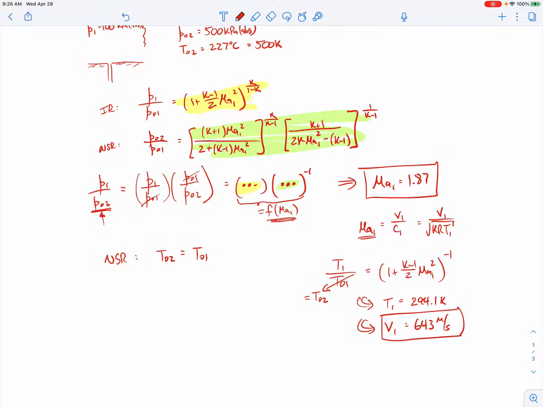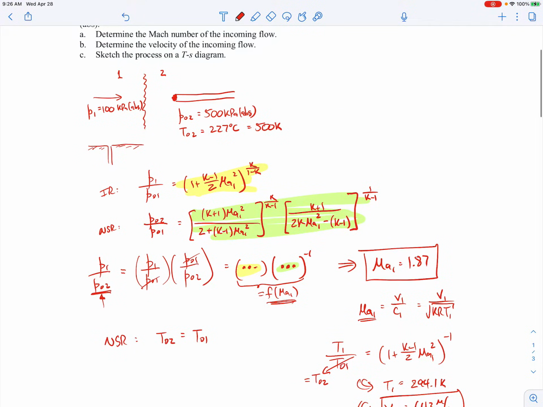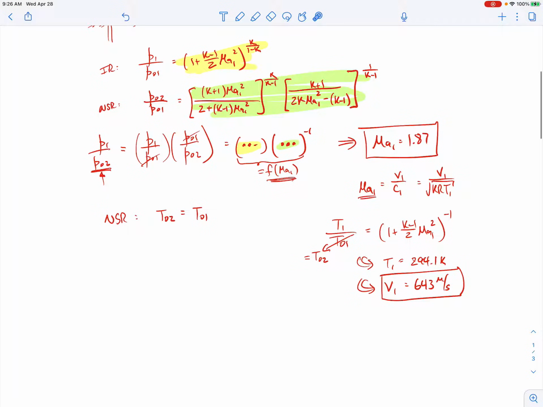All right. Now the last thing that we were asked to do is sketch the whole process on a TS diagram. So let's do that over here. So here's our stagnation temperature, and it's the same upstream and downstream of the shock wave. Our P01, this is our upstream stagnation pressure, we'll put right there. And we're starting with temperature T1, which we said was 294 Kelvin.